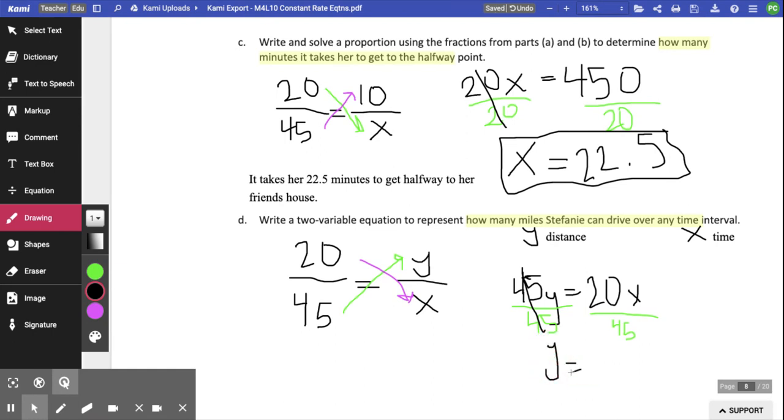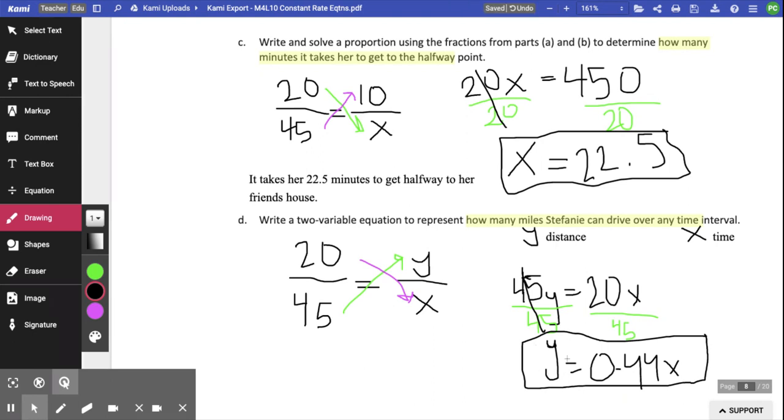And if I take the 20 divided by 45, I'm going to get my calculator, 20 divided by 45 equals, well, let me make sure I did this right, 20 divided by 45 equals 0.44444444. So what I'm going to do is just shorten that. I'm going to do 0.44 and x, because there's still the letter x there. So y equals 0.44x.